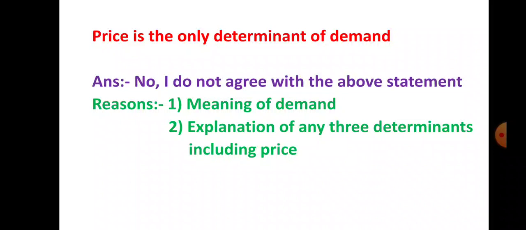Immediately you will get here 1 mark. Then after that how to write down the reasons? Here number 1 is meaning of demand, that you have to explain. Number 2 is the explanation of any 3 determinants including price. Okay, that you have to write here.